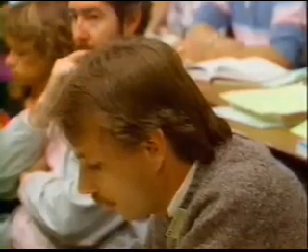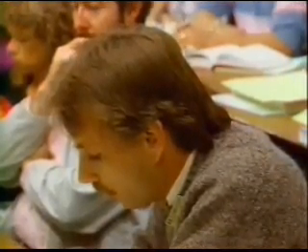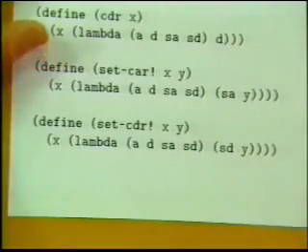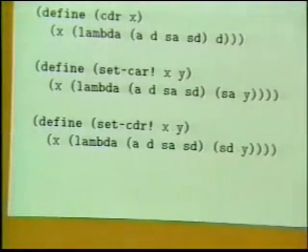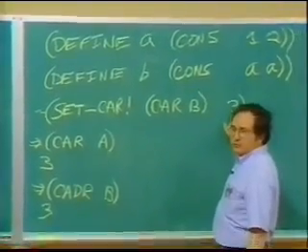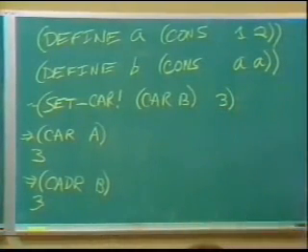Now when you do a set-cdr!, x is the value the cdr is going to become. The x over here. I'm sorry, that's not true. The set-cdr! has two arguments: the cons I'm changing, and the value I'm changing it to. So you have them backwards. Okay. That's all.